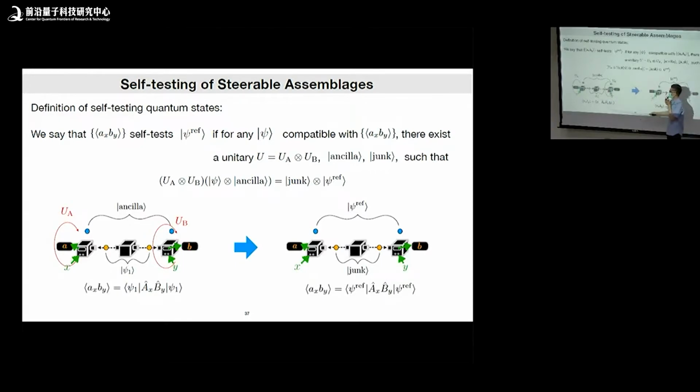To explain this more simply, we can see it from this plot. The underlying state psi is what we have in the laboratory. And this ancilla is just a mathematical construction. So what we have in our laboratory is just this state. If mathematically there exists an ancilla and a unitary for Alice and Bob, such that they perform some rotation on their system, then the ancilla will become the reference state. And the other systems are just collected as some junk state, which is not very important in this scenario.